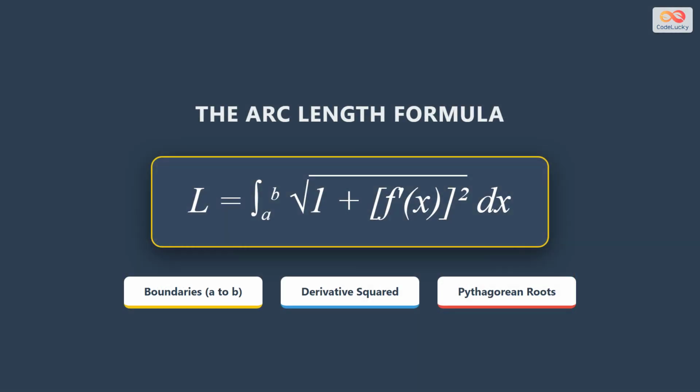This leads us to the fundamental arc length formula. The length L equals the integral from a to b of the square root of 1 plus the derivative of f of x squared, with respect to x. You need three things: the boundaries, the derivative squared, and the square root calculation.